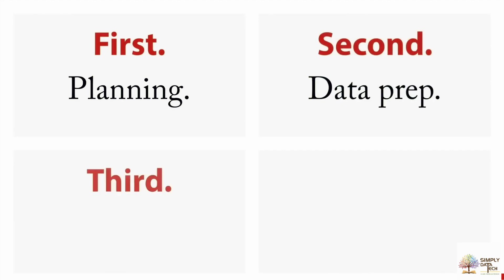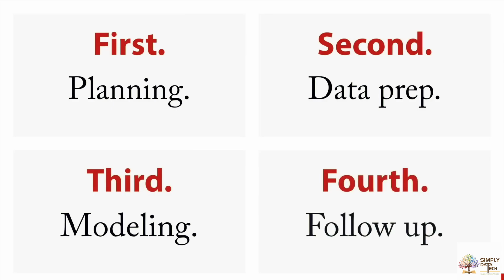In data science, you can take the various steps and put them into a couple of general categories. First, there are the steps that involve planning. Second, there's the data prep. Third, there's the actual modeling of the data. And fourth, there's the follow-up. And there are several steps within each of these. I'll explain each of them briefly.